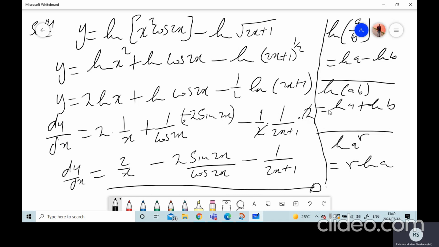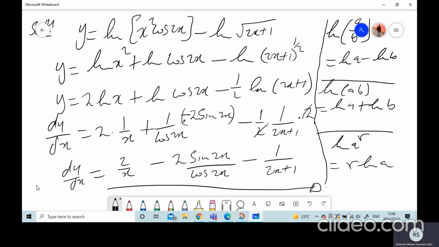I started by applying the log properties because I see ln. So if you see one of these properties, even if there are two factor functions, if you can apply the log property, just apply. So where you see ln, it's better to apply the log properties first before differentiating your function. Okay.